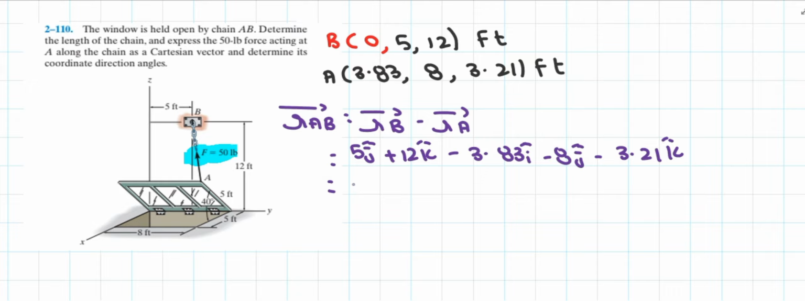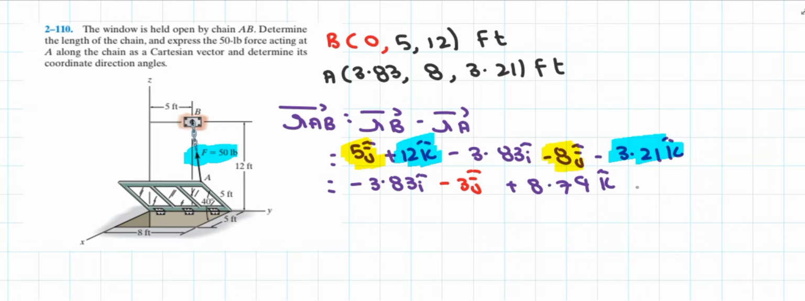So rearrange this. It could be written as negative 3.83I. Then add 5J with negative 8J, so it is equal to negative 3J. And lastly, add 12K with negative 3.21K, so it is equal to positive 8.79K cap foot. Okay, this is the position vector, but what about its magnitude?